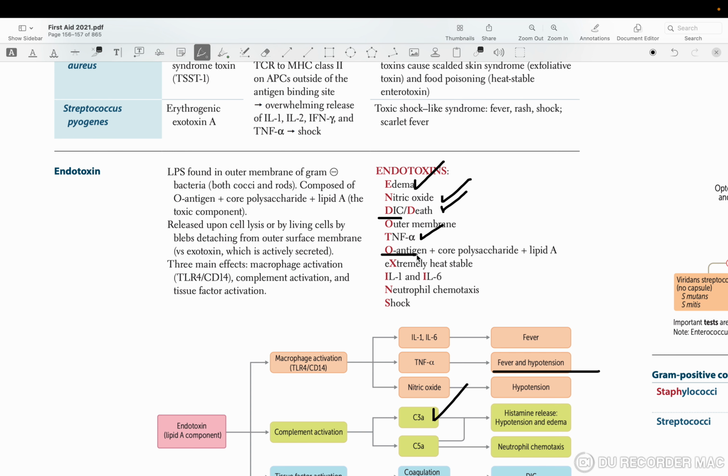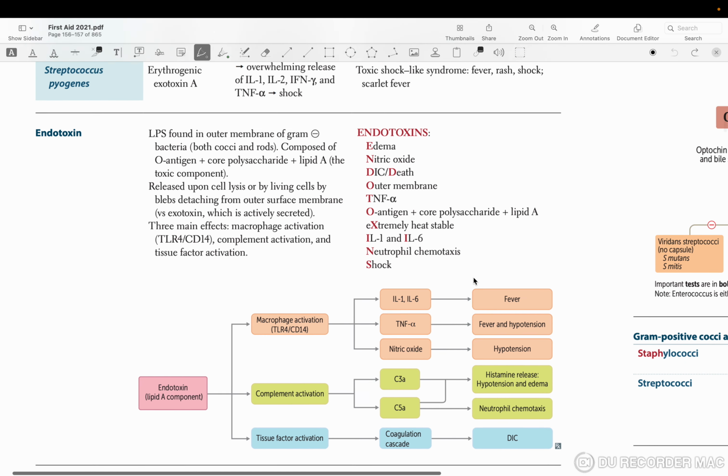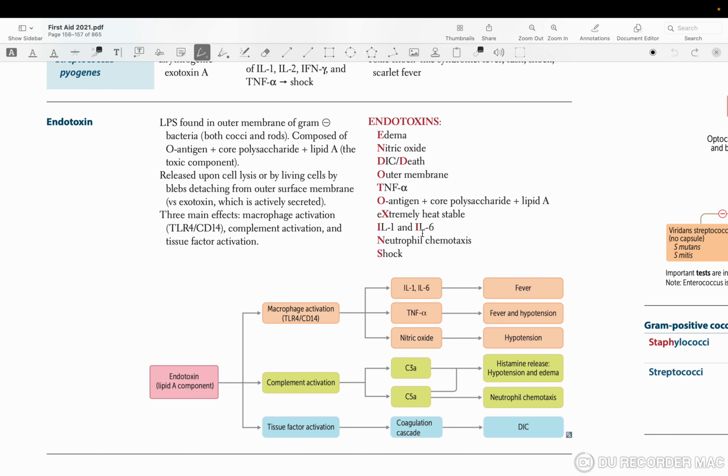Also, the O antigen, what is it composed of? Lipopolysaccharide. This lipopolysaccharide has the O antigen, the core polysaccharide, and the lipid A. The lipid A is the one that leads to the problem. It's extremely heat stable, so even if you cook that piece of food, it will stay alive. So that's problematic. Also, interleukin 1 and interleukin 6 are released, leading to fever.